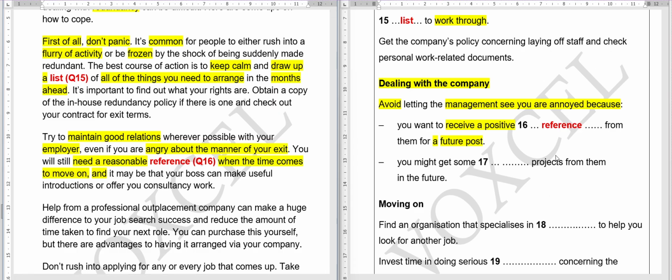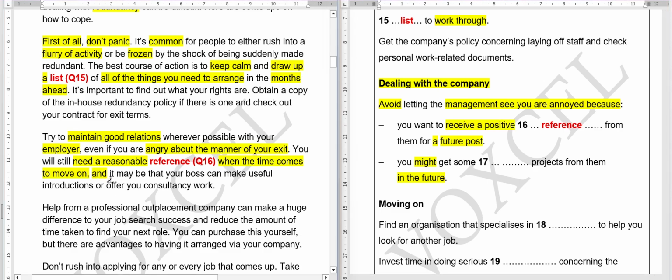You might get some dash projects from them in the future. So you have to tell the type of projects here. You might get some good projects, some profitable projects, something like that from them in the future, because now they are letting you go. So they are firing you, or you are being laid off from work, but maybe in the future you will get some dash projects. Now we have to tell the type of projects.